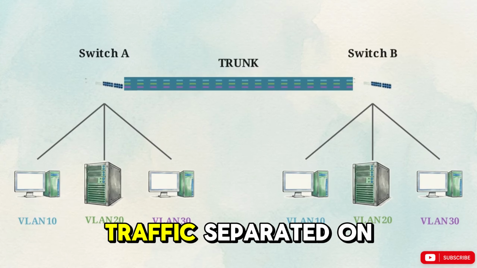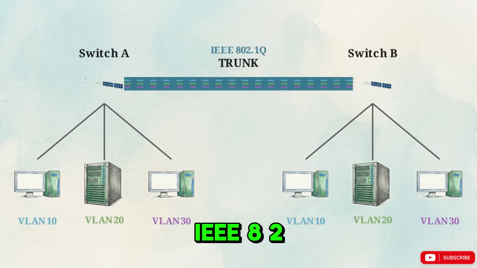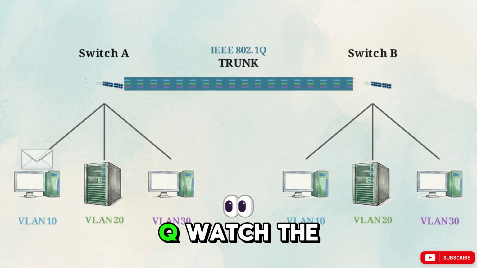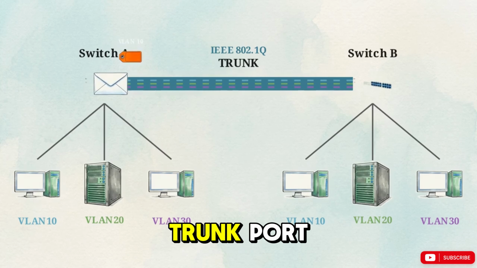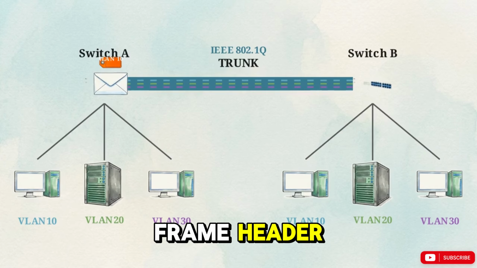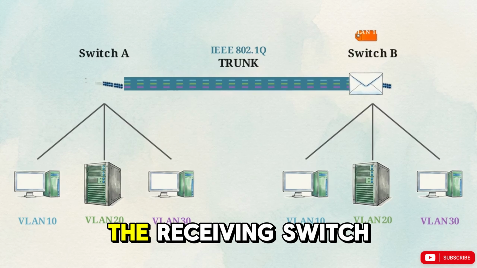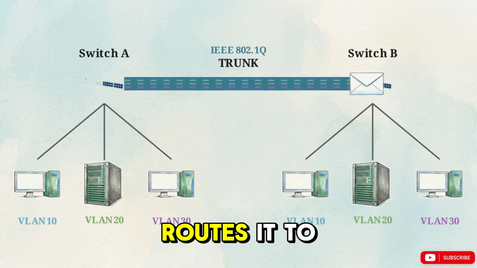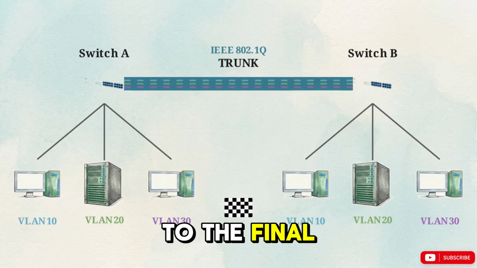To keep the traffic separated on that single wire, the switches use a standard called IEEE 802.1Q. Watch the Ethernet frame as it leaves the first computer and hits the trunk port. The sending switch inserts a tag directly into the frame header, identifying it as VLAN 10. The frame crosses the wire, the receiving switch reads the tag, routes it to the correct local port, and strips the tag off before handing it to the final computer.